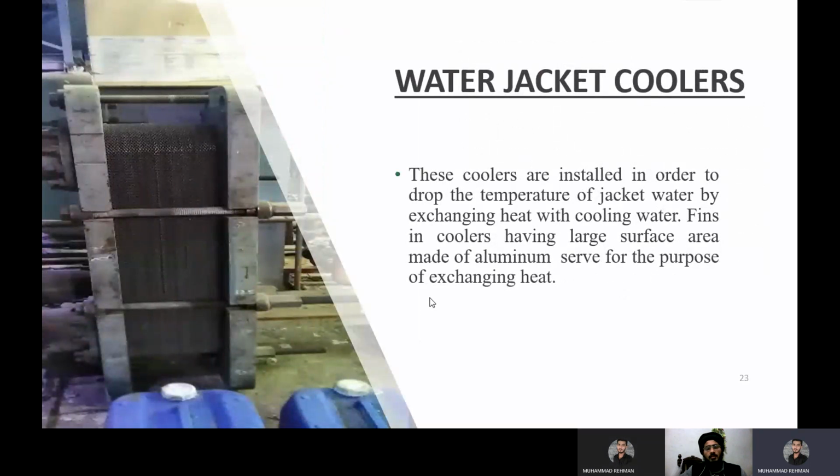There are water jacket coolers. These are very necessary to keep down the temperature of the engine. It is done by exchanging heat from the engine to the cooling water. The cool water is circulated outside the engine jacket, so the cool water absorbs the heat from the engine, and then it is radiated into another large cool water reservoir.